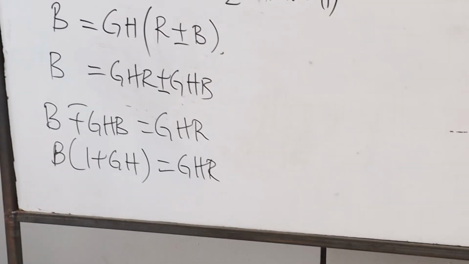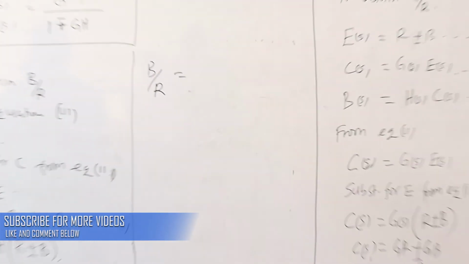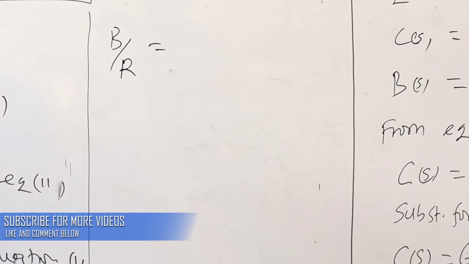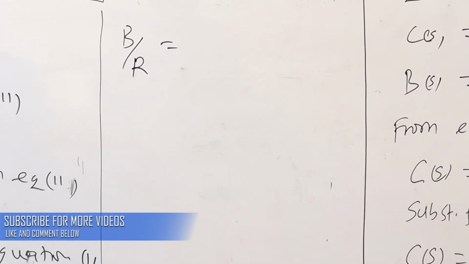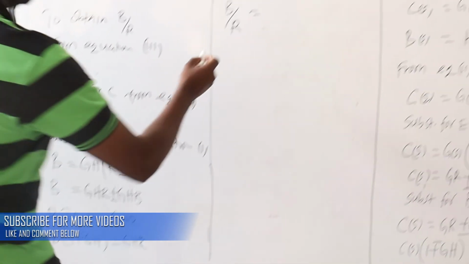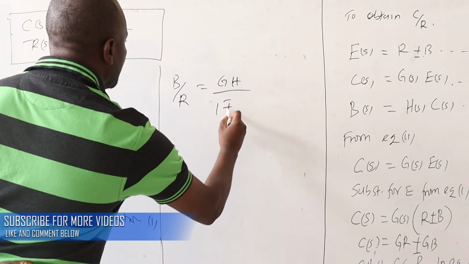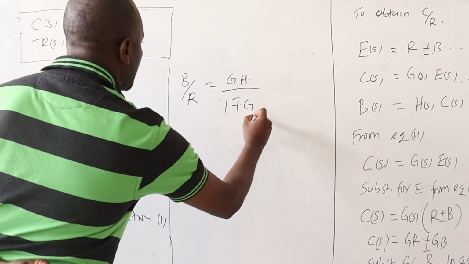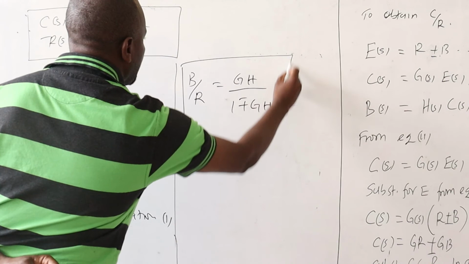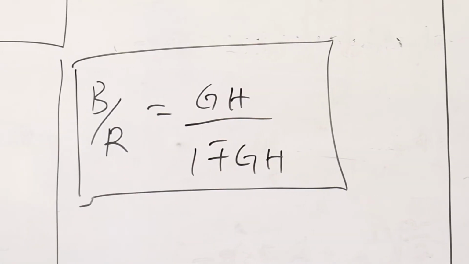And then we make B over R the subject. B all over R is going to be given by GH all over 1 plus GH. And that is what we call the primary feedback ratio.